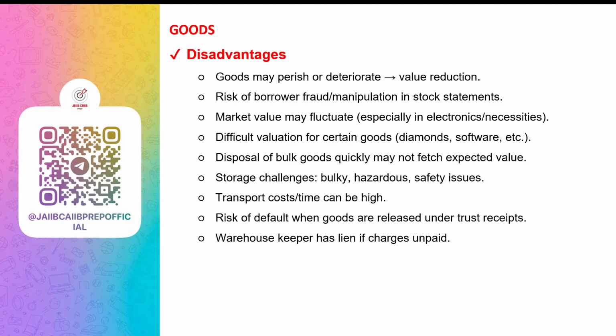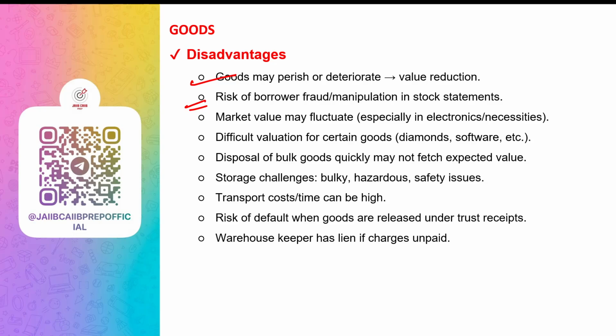Now, let's talk about the disadvantages. Goods like food grains or fruits deteriorate with time, so perishability is an issue. Second, the risk of fraud is always there. A borrower may represent stock, claiming that there are 10,000 tins, but some of the tins can be empty. So the risk of borrower fraud or manipulation in the stock statement is a possibility.